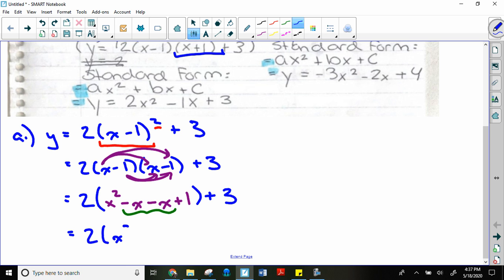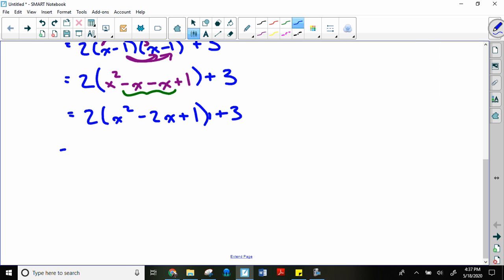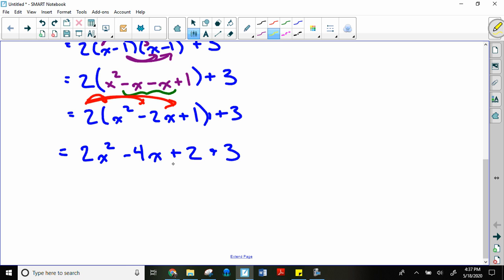So x squared minus 2x plus 1 bracket plus 3. And then we're going to distribute this 2 into the brackets only, because that's the only thing the 2 is touching, minus 4x plus 2, and then there's the plus 3 hanging out. And now we can simplify by putting those two terms together. So we get 2x squared minus 4x plus 6.